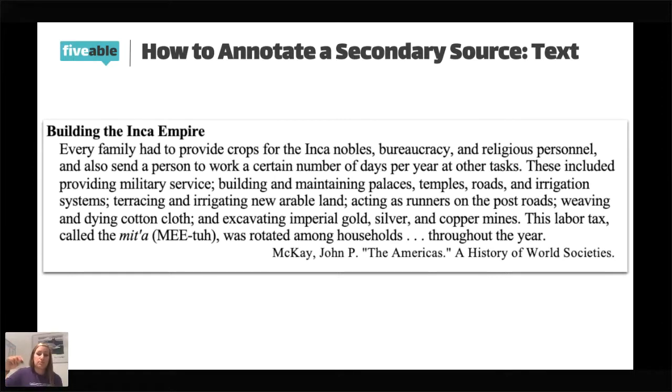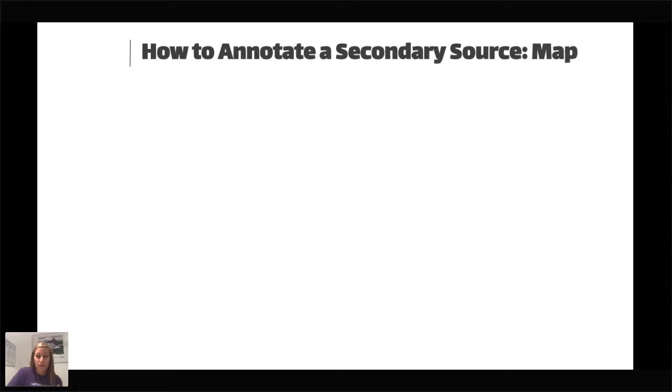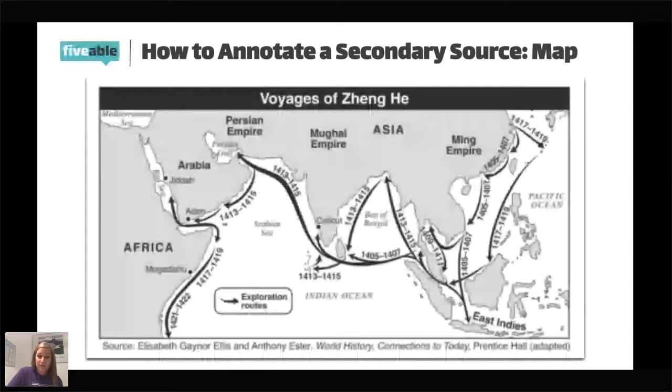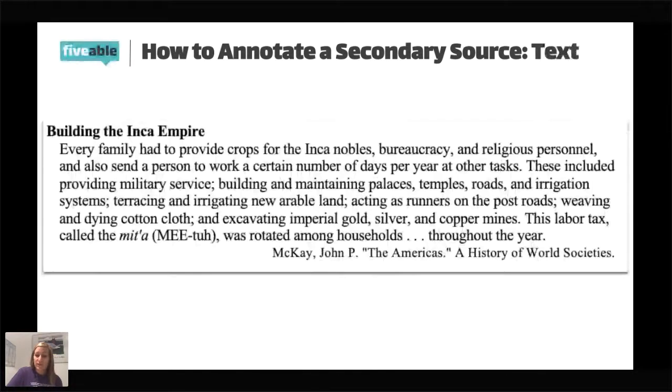All families must do. And I would write that as a little bit of a summary, so I could go back if I was doing other questions and make sure that I understand what that source was and what the main point was. So for this one, that's obviously with a text, and we've worked with text a few times now. So the next one we're going to do is work with a map.